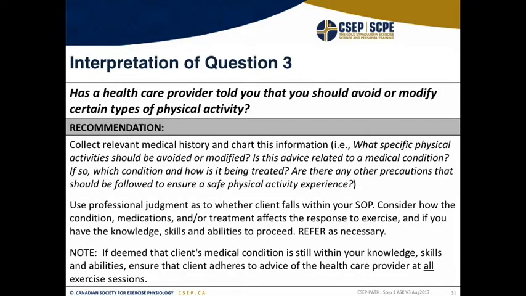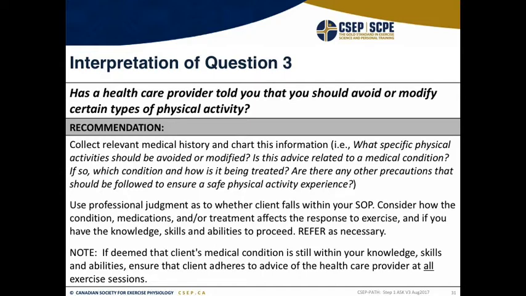Question 3. So this is asking about people who have been told by a healthcare provider to avoid or modify certain types of physical activity. This is a really tricky one to give specific advice for at the CPT level. So medical history and understanding better why a person answered yes is crucial, and this information should be charted.